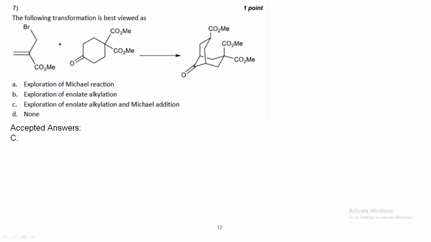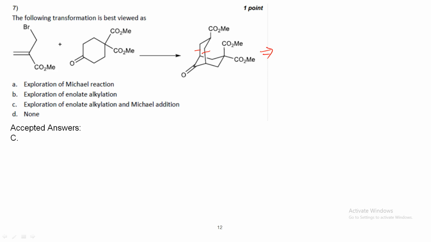Now coming to this. So this particular thing is viewed as a combination of Michael addition and enolate alkylation, or exploration of both enolate alkylation and Michael reaction. So let's do the mechanism. Let's see if we disconnect that. This one and this one we need to disconnect for this. So it should generate these two functionalities actually.